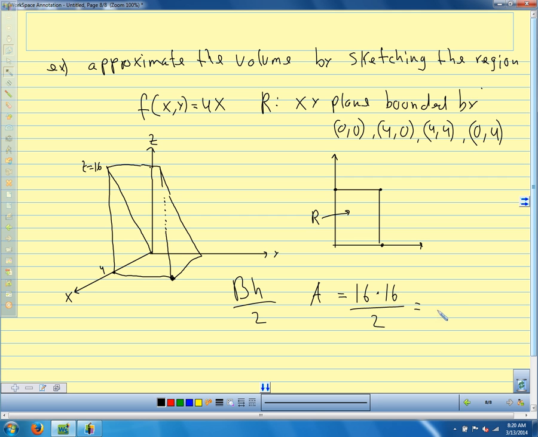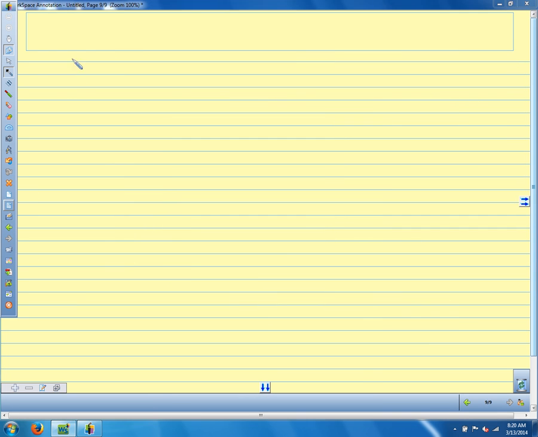128? Are we good with 128? Okay. So our area is going to be our volume. Sorry, this should be volume. Volume is 128 cubic units. All right. Questions? Okay. Homework.